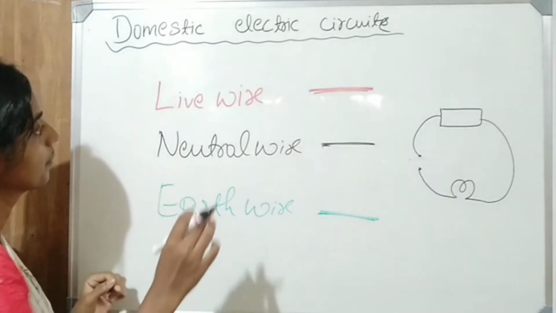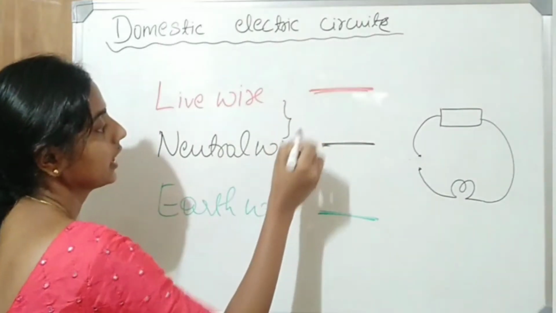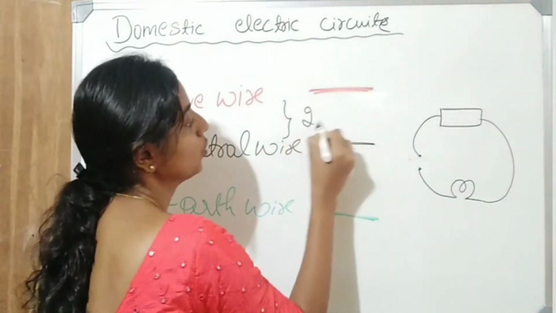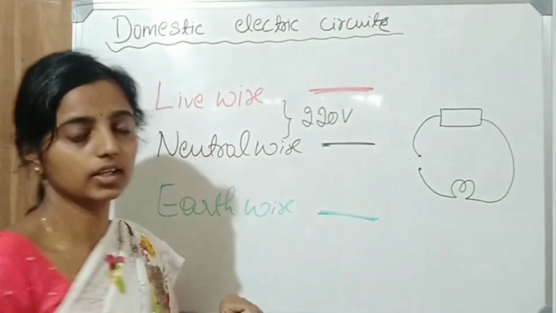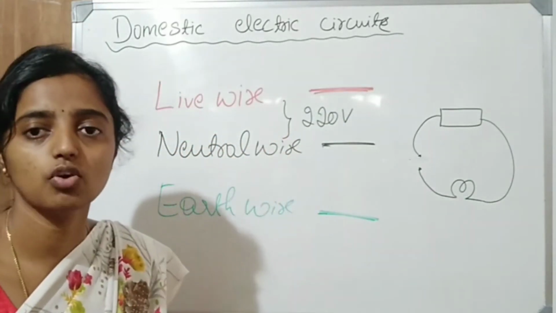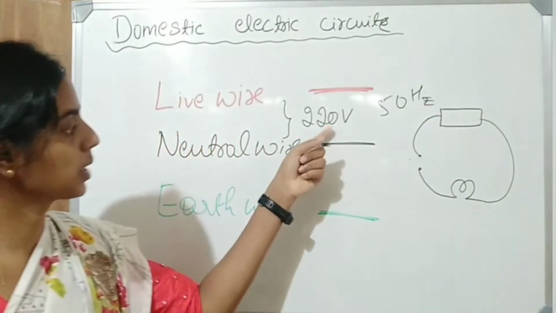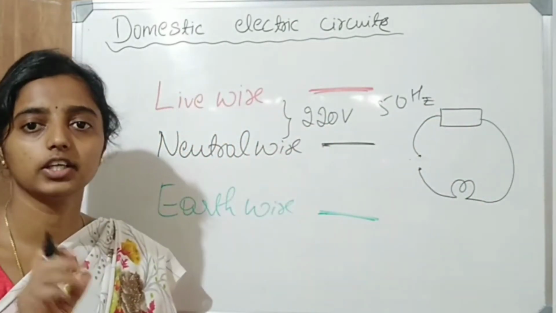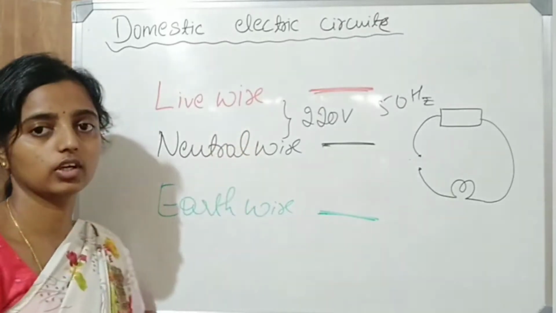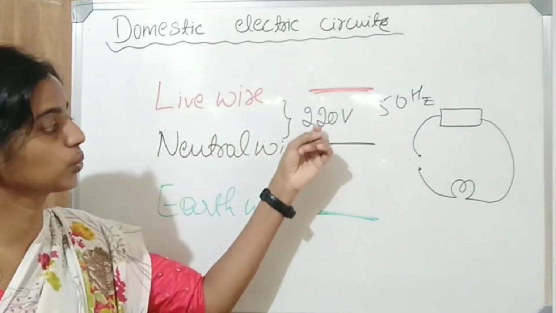And here, remember, between the live wire and neutral wire we will have 220 volt, and in terms of frequency we'll have 50 hertz. So again, this is an expected question. What is the potential difference between neutral and live wire? The potential difference between these two is 220 volt in India.